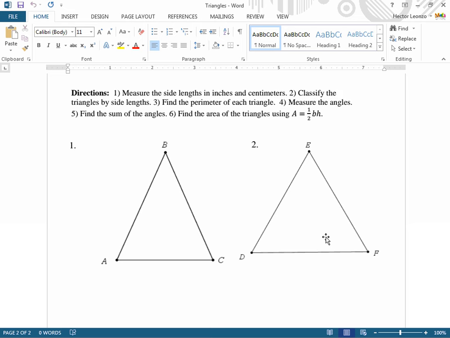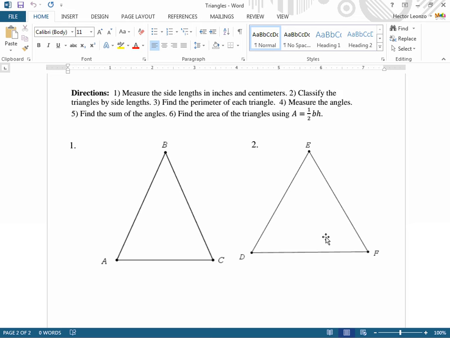And use either inches or centimeters, the one that you wish. I would recommend you guys using centimeters. It's easier to deal with centimeters than inches. So write the number, either centimeters or inches. Then I'm asking you guys to measure the angles. Find the sum of the angles. For number 5, it should make sense with my notes.